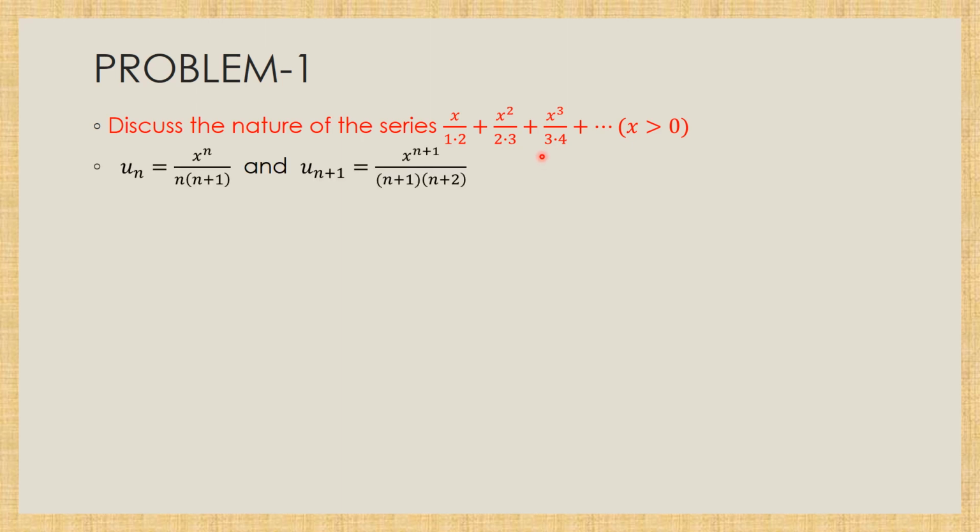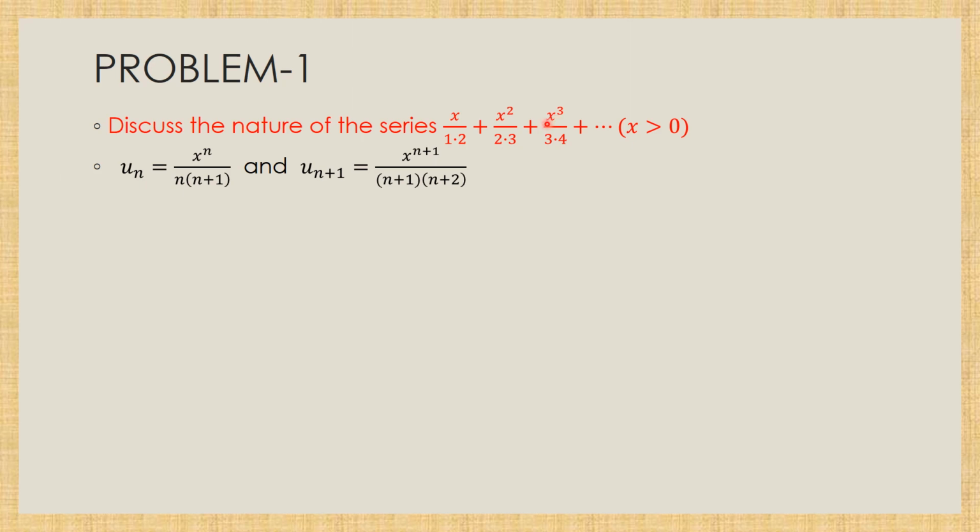First problem, discuss the nature of the series x by 1 into 2 plus x square by 2 into 3 plus x cube by 3 into 4 plus etc. So here the series is given. First we have to write this in summation form, sigma un. So first, what is un? Look at the terms of the given series. First term, numerator we have x, denominator 1 into 2. Second term, numerator x square. Similarly, third term, numerator x cube. So nth term numerator obviously x power n.